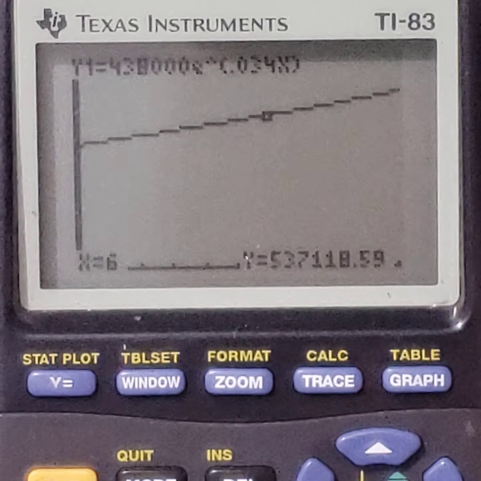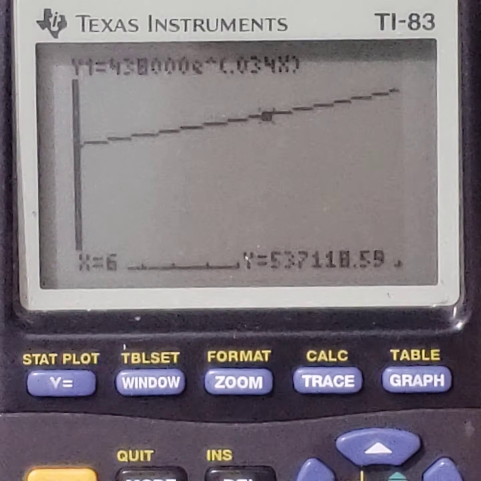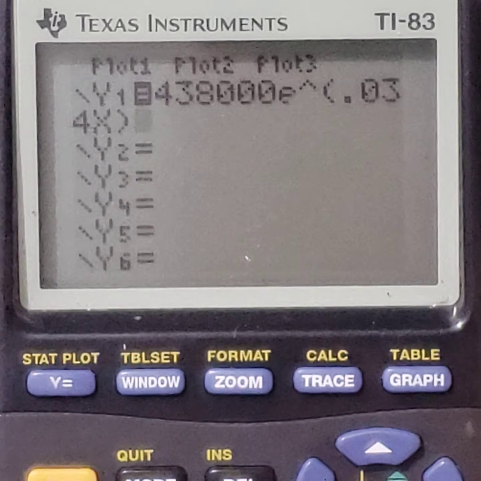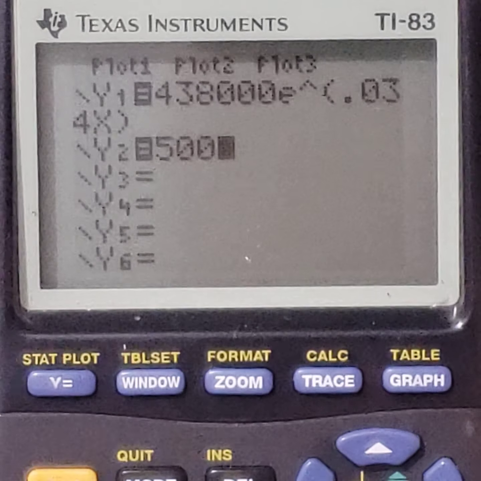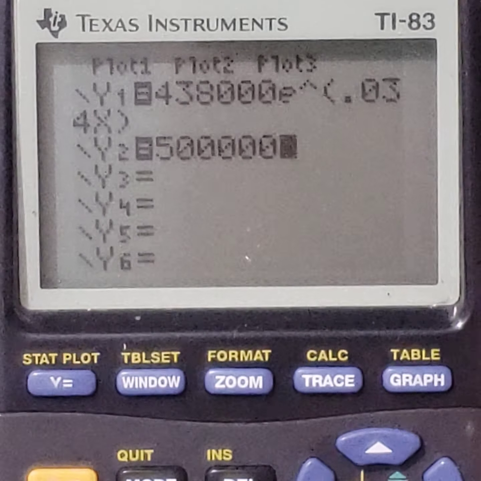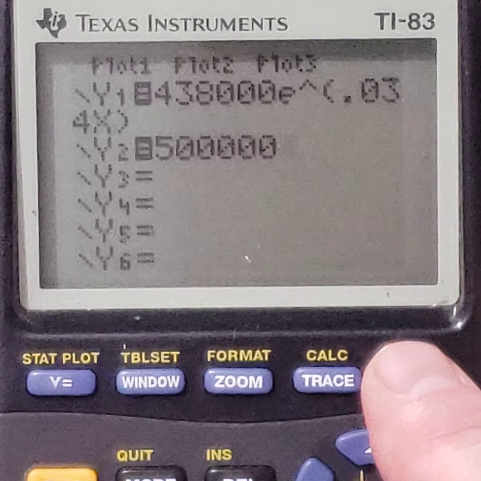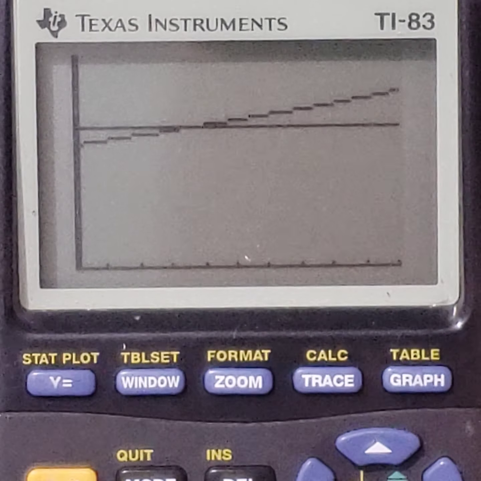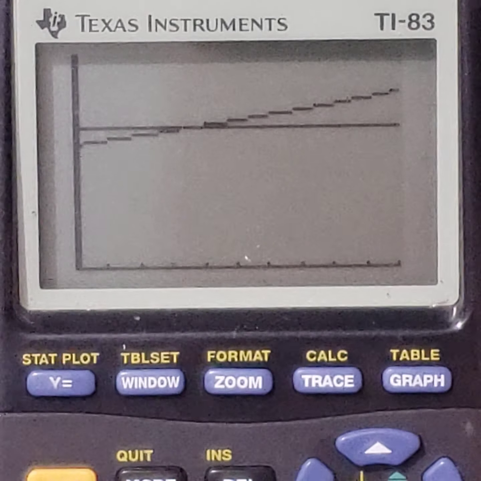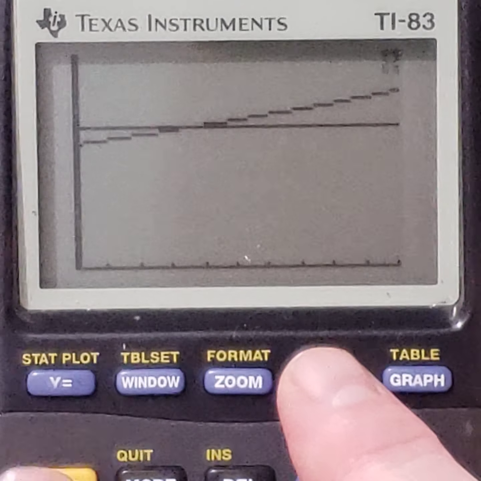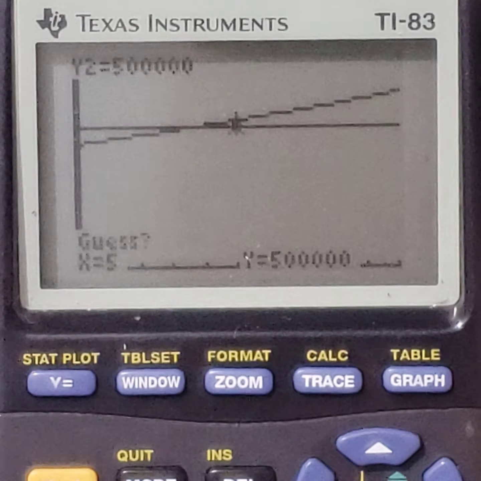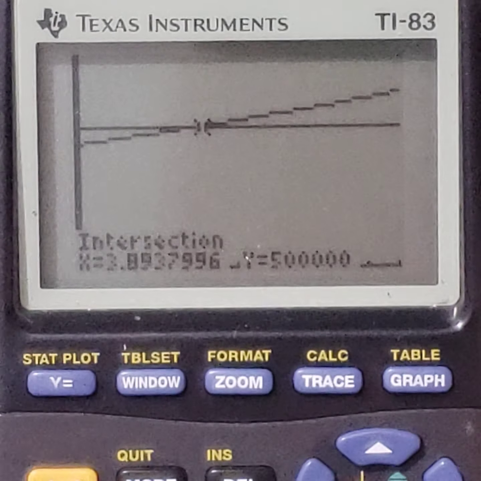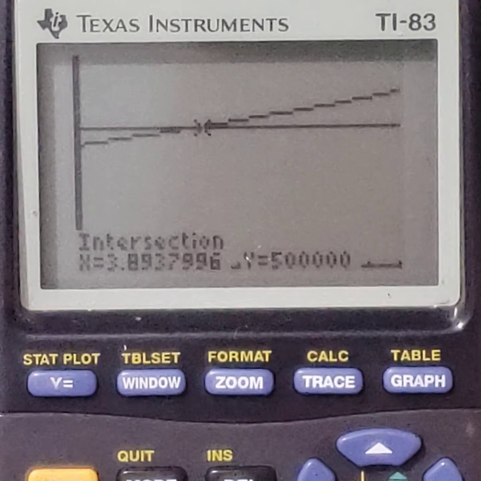Second question we were asked was, when will the population be 500,000? Well, you should know from previous sections, when we're asked when will it get to something, that means go to y2, put that something in to y2, and then graph again. That gives us our horizontal line at 500,000, and we can see exactly when it hits that. If we want to find it, second, trace, 5, enter, enter, enter. And we can see that it hit it after about 4 years, 3.8 years. So by 2018, it should have hit 500,000.